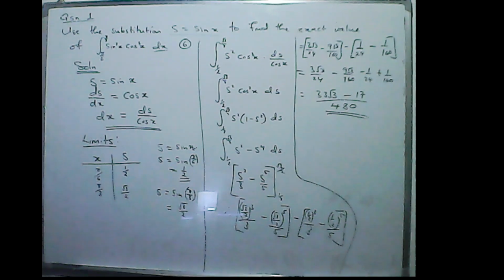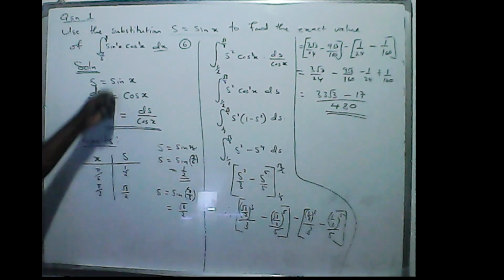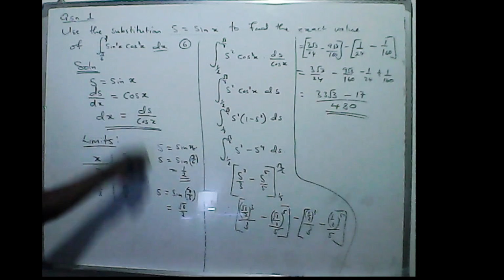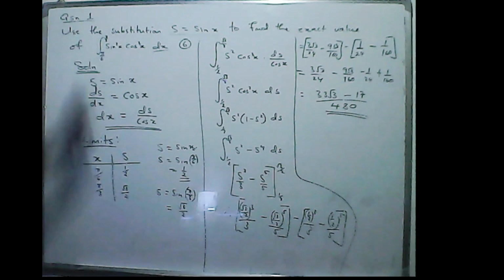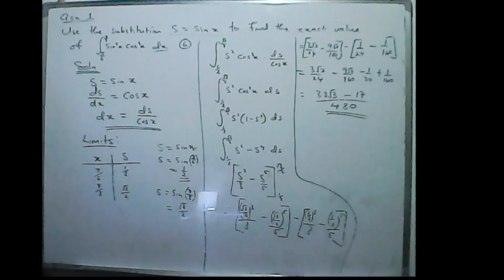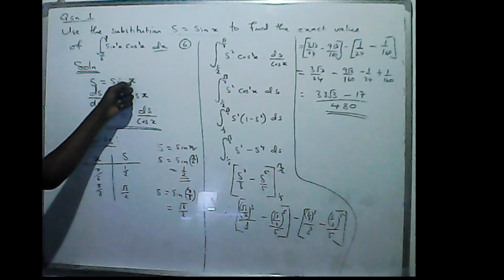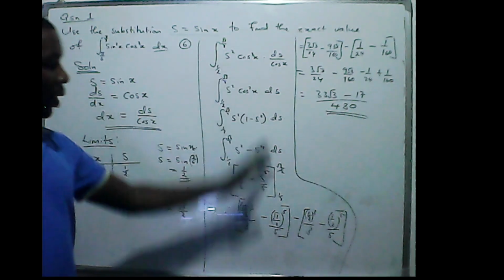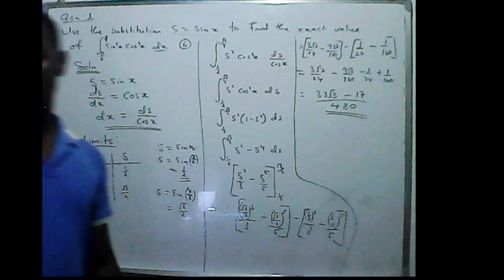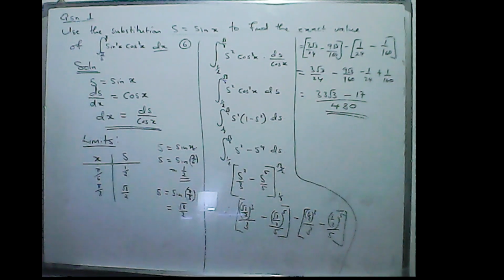So this is how we integrate by substitution. First step, you have to differentiate the given substitution. Second step, if we have limits, you have to change limits from x limits to s limits. Then after that, you substitute s for sine x, then you simplify as far as possible. So that's how we integrate by substitution.